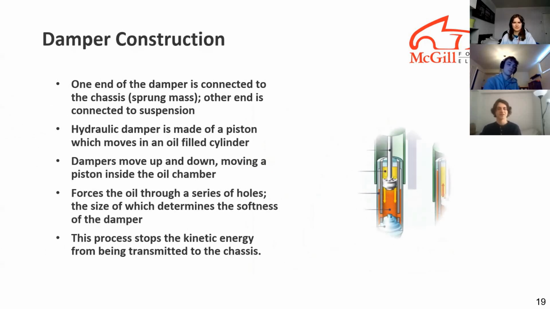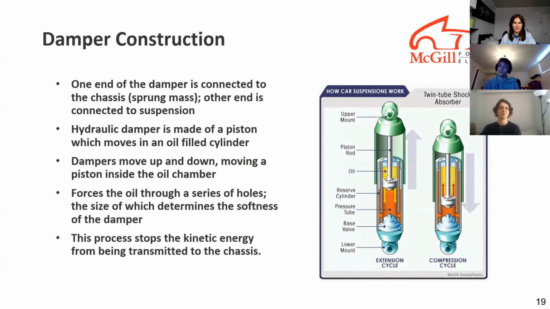Yeah, so now for just how dampers are made. So basically, one end of the damper is connected to the chassis, and the other end, with the use of a linkage or directly, is going to be connected to the suspension. And a typical hydraulic damper, which is what we use in our cars at MFE, consists of a piston which moves in an oil-filled cylinder, and that's what we have here in the image on the right.